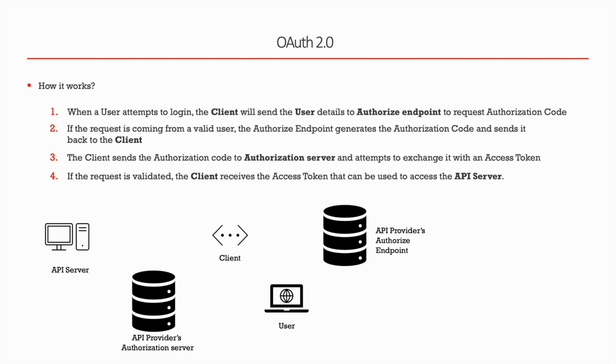Say you want to authorize an image editing app to access all of your photos in Google Photos. When you attempt to log in, the app will send your details like client ID to the authorized endpoint and request an authorization code. If the request is coming from a valid user, the authorized endpoint generates an authorization code and sends it back to the image editing app. The image editing app then sends the authorization code to the authorization server to attempt to exchange it for an access token. If the request is validated, the image editing app receives the access token from the authorization server, which it can use to access your Google Photos.